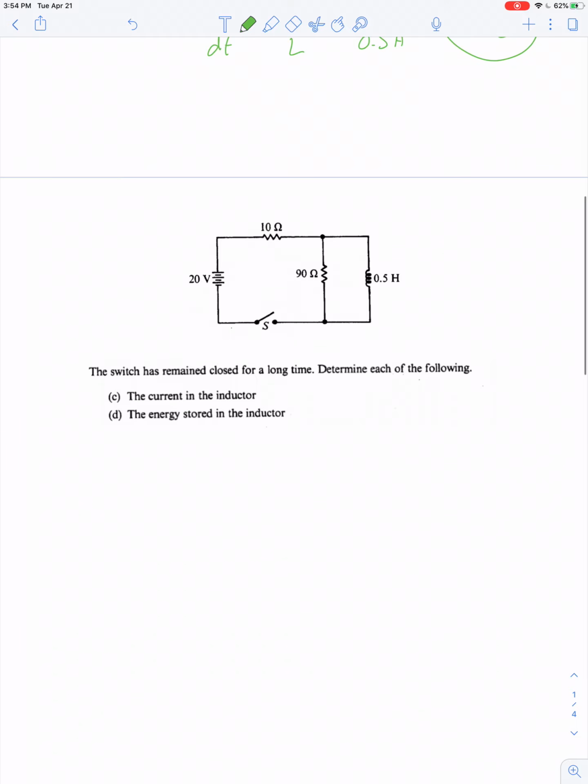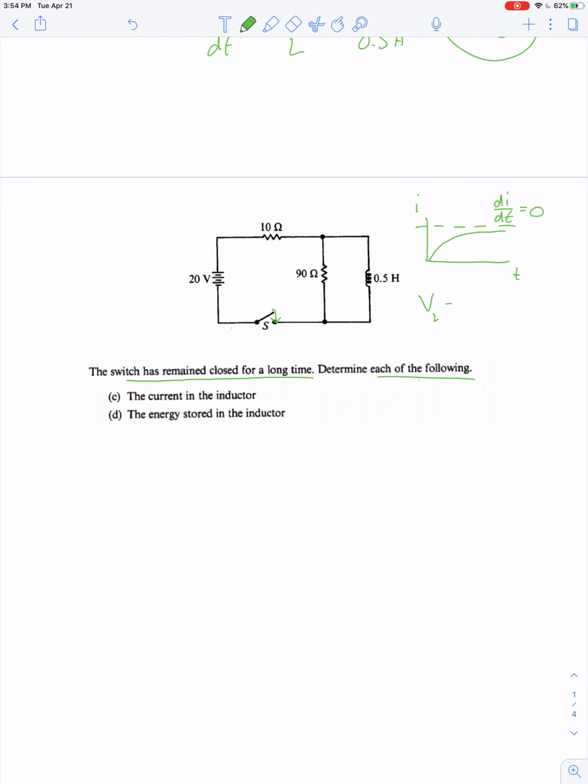Moving on, now we're told the switch remains closed for a really long time. Determine each of the following. The current in the inductor. So after a really long amount of time, the inductor no longer has any voltage across it. Again, if we look at our graph, current versus time levels off asymptotically. So after a really long time, the slope of this graph, which is di dt, is equal to 0.